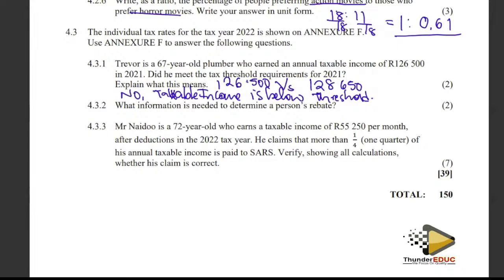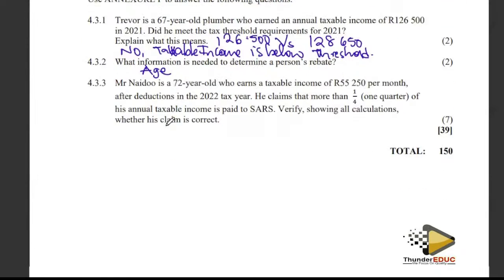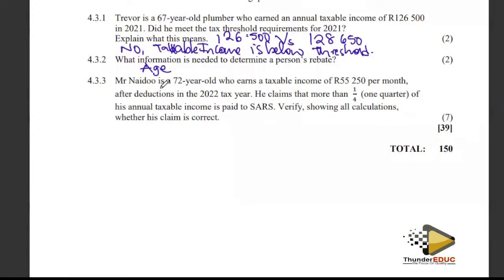What information is needed to determine the person's rebate? Here we need the person's age. Age is used to determine the person's rebate and the threshold. Not medical credit. Medical credit is determined by the number of people on your medical aid account. All right.